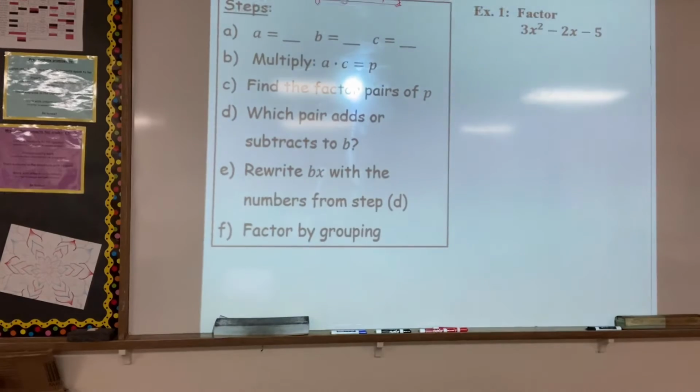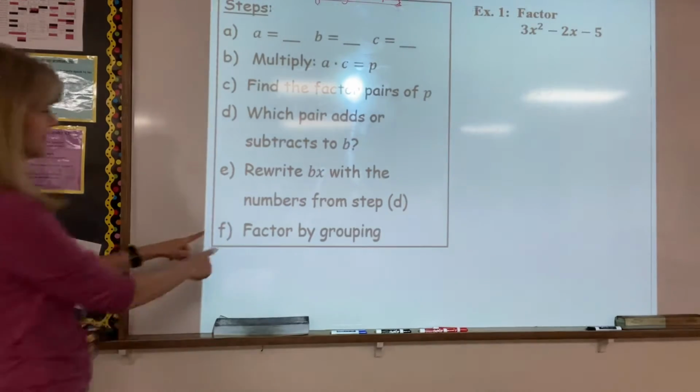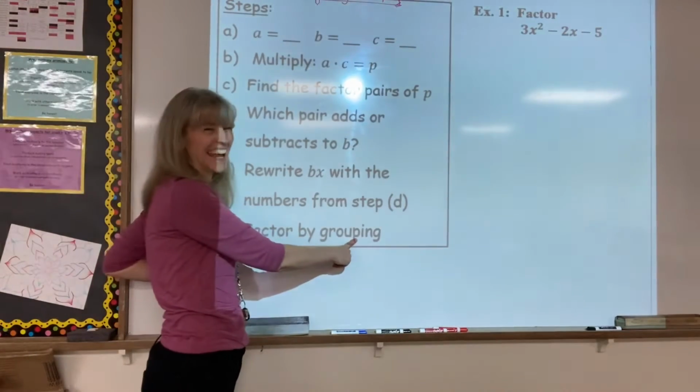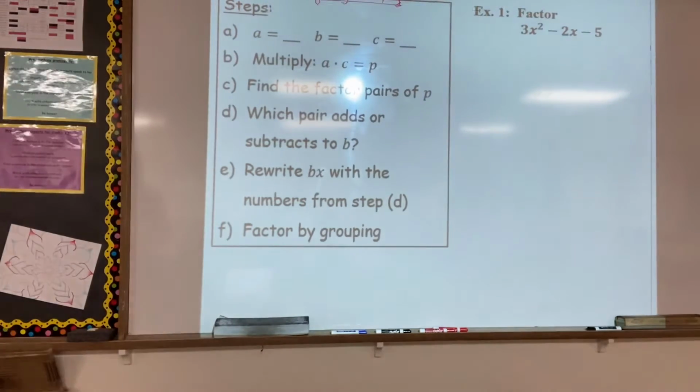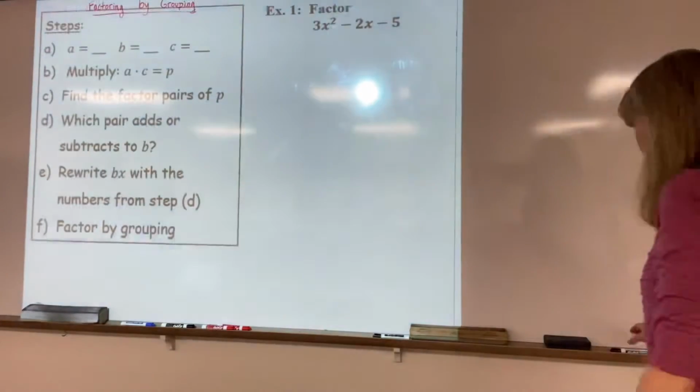So what you just did was step F. Factoring by grouping. You just did the biggest chunk of it. The other steps are pretty simple. It's just that there's a lot of steps, but they're not hard.